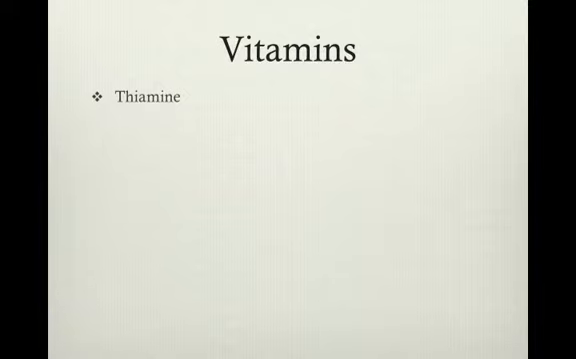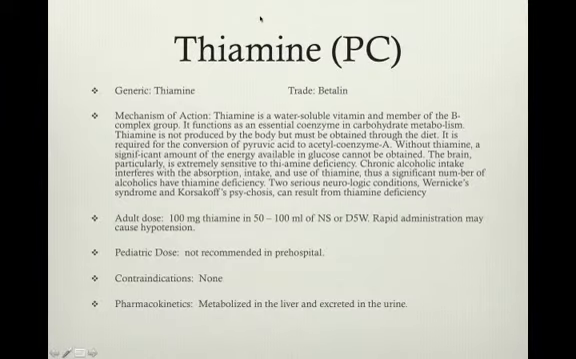Vitamins in this chapter are going to be thiamine. Generic on this is going to be thiamine, and the trade name is going to be Betaxin. Primary care drug. Mechanism of action: thiamine is a water-soluble vitamin and a member of the B complex group. It functions as an essential coenzyme in carbohydrate metabolism.